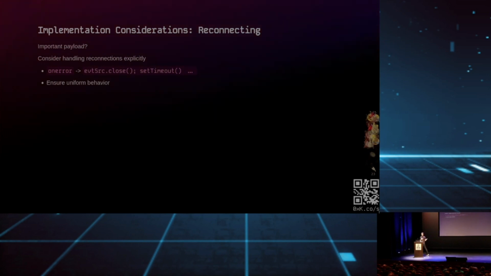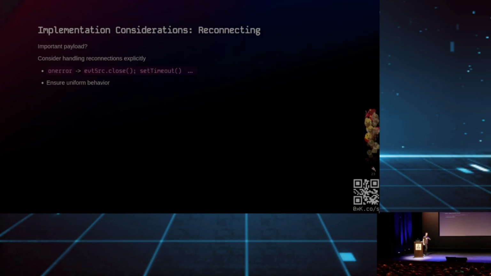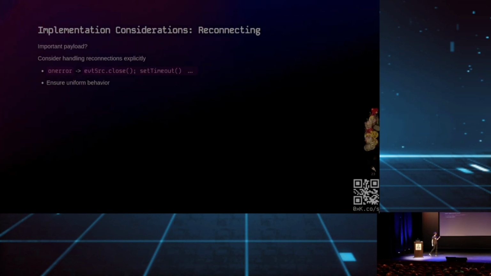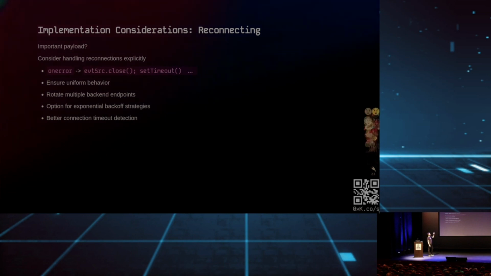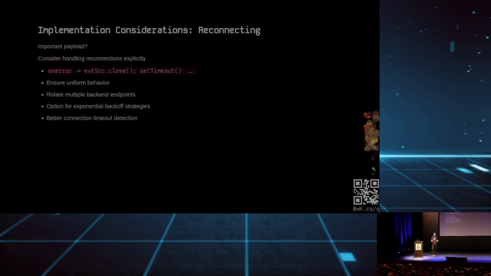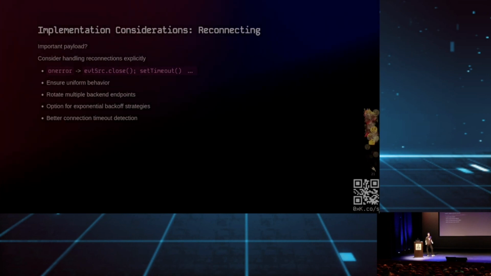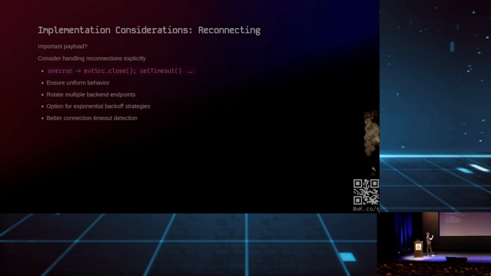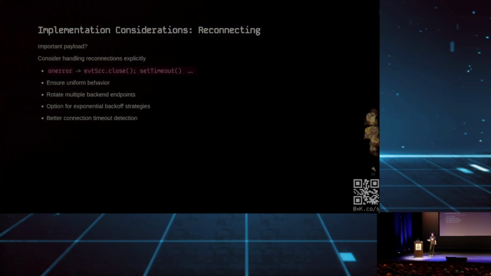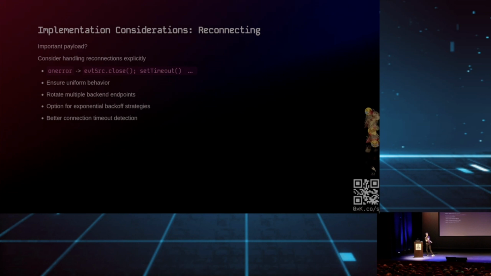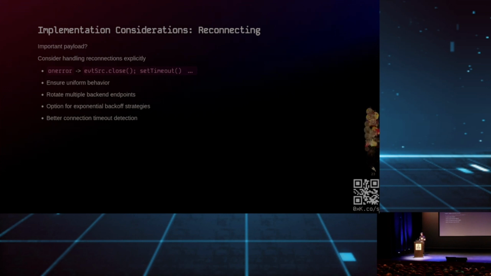This would not only allow you to ensure uniform behavior across any different browser or backend environment like Node or Bun, but you would be able to rotate multiple backend endpoints if you have a high availability setup that's exposed on the DNS level, and you would be able to have exponential backoff strategies, which would allow you to retry like in 100 milliseconds, but also not turn it into a self-DDoS tool. And then the initial connection timeout is quite long, and handling that as well with a timer is also recommended. But again, this depends on how important your payload is.